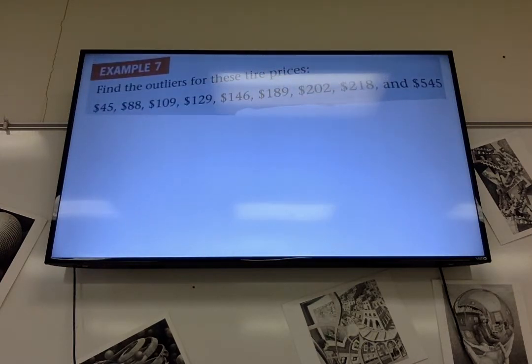Then we're going to find the outliers for these tire prices. Well, there's a formula for outliers. You have a lower outlier, which is Q1 minus 1.5 times the IQR.